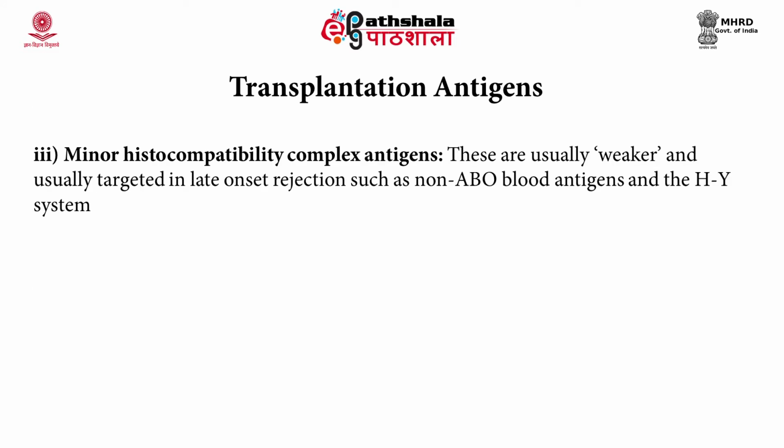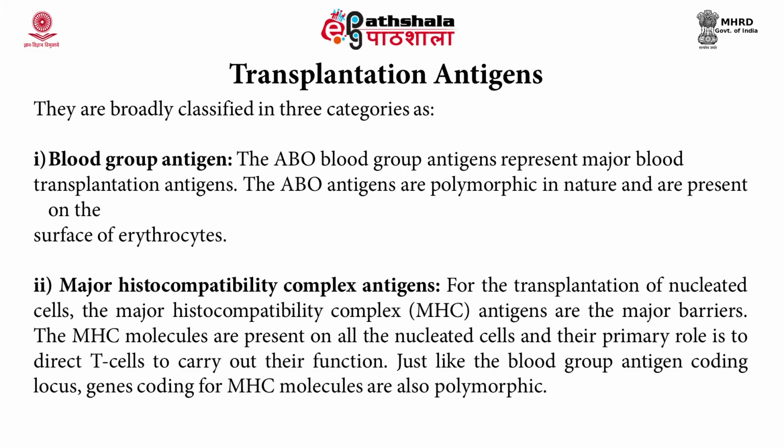minor histoincompatibility antigens. The ABO blood group antigens represent the major blood transplantation antigens. The ABO antigens are polymorphic in nature and are present on the surface of erythrocytes. The blood group alleles A and B code for different sugars on the RBC surfaces. Blood group O is a null allele and does not code for any sugar, whereas AB represents both alleles. These alleles are codominantly expressed and follow Mendelian inheritance. An individual can either be heterozygous or homozygous for the inherited alleles.